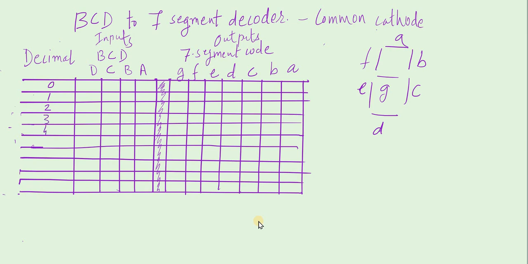1, 2, 3, 4, 5, 6, 7, 8, 9 are the decimal numbers. Corresponding DCBA 0000, 0001.